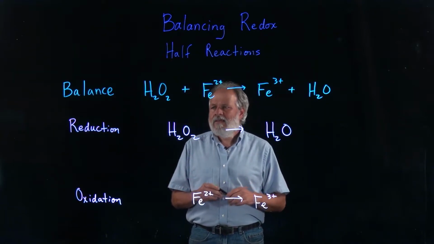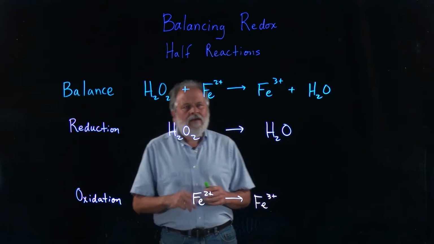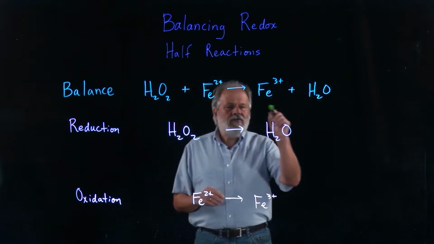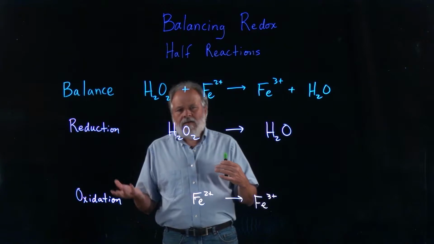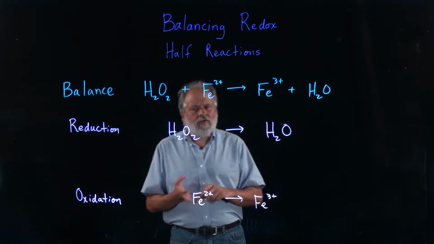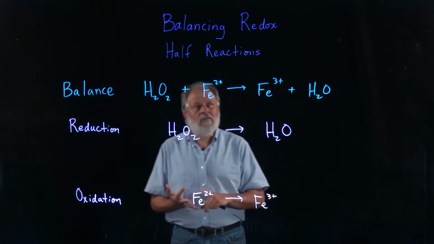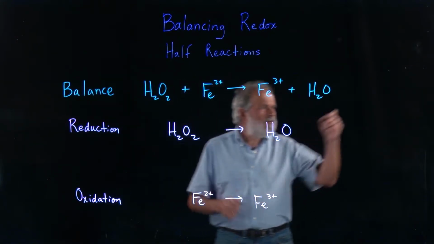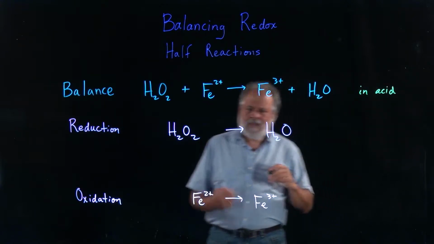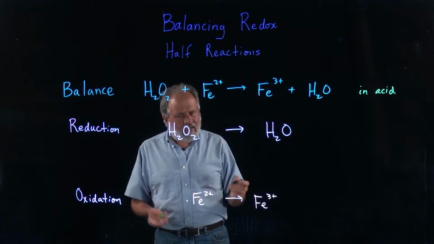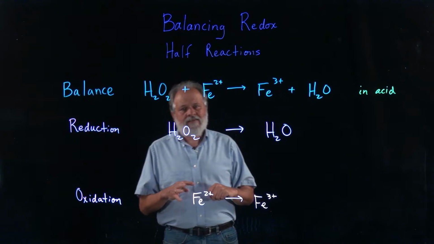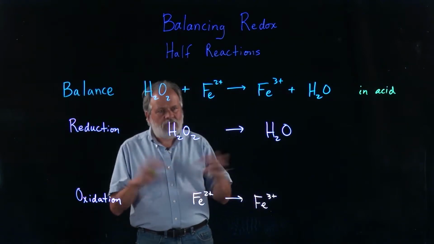For example, if you're asked to balance the reaction of iron 2 with hydrogen peroxide to form iron 3 and water, there are some things you need to know about the environment. Is it an acidic environment or is it a basic environment? We're going to balance this in acid. If it's in acid, that means we can add H plus as needed or water as needed to balance the hydrogens and oxygens.